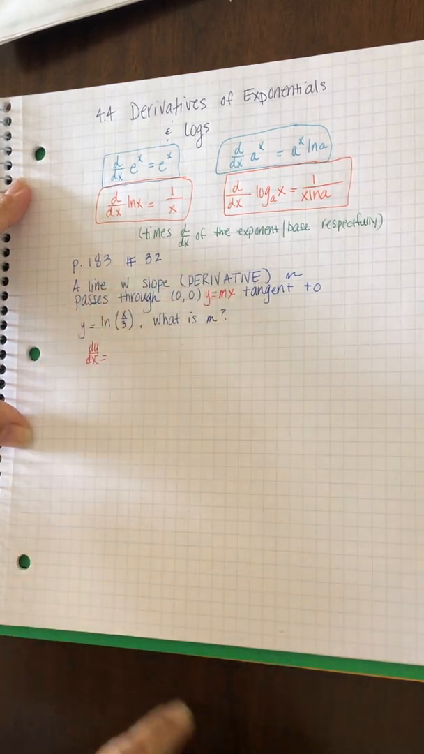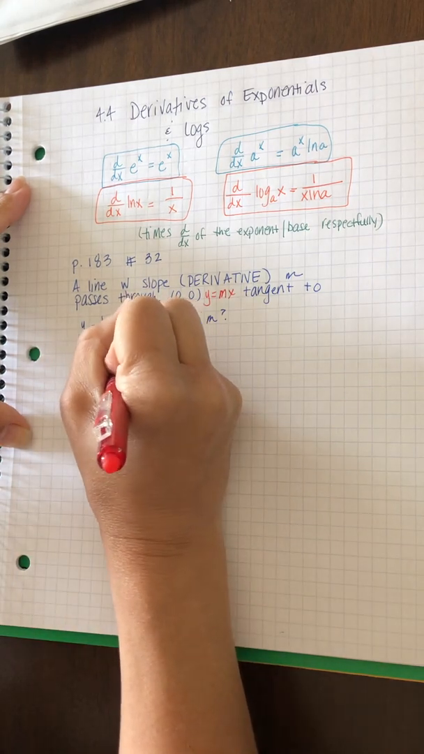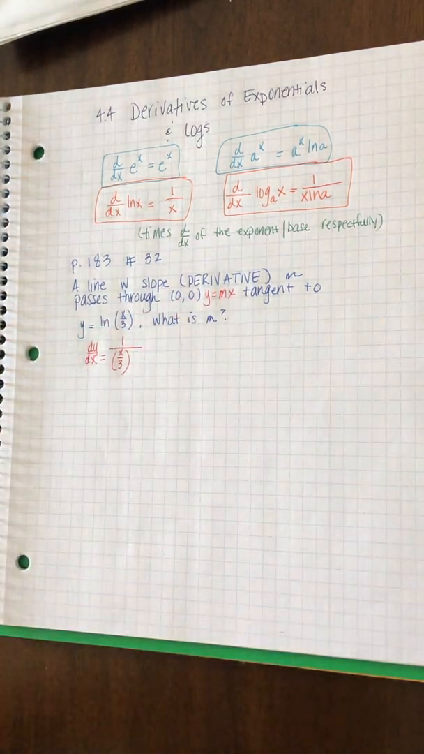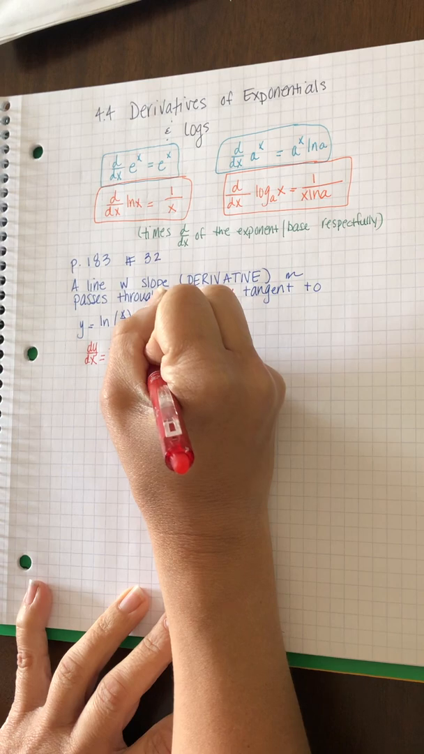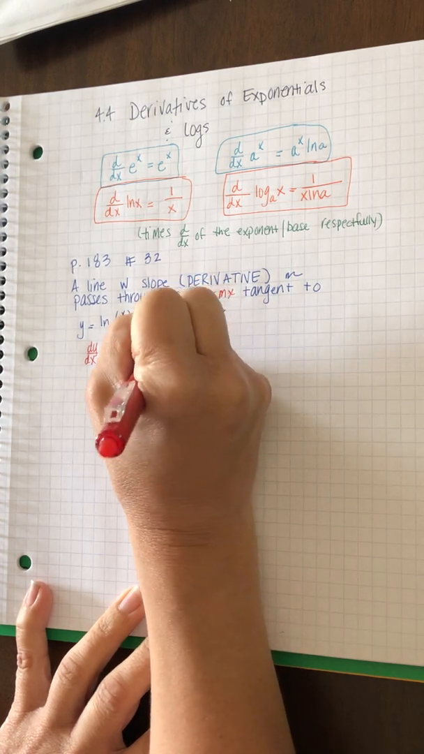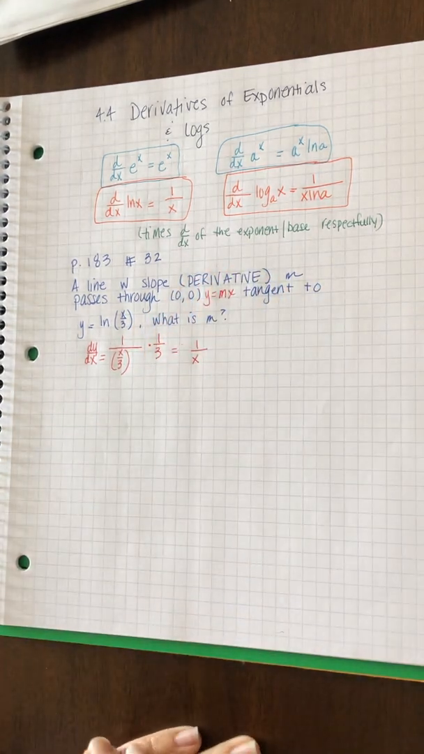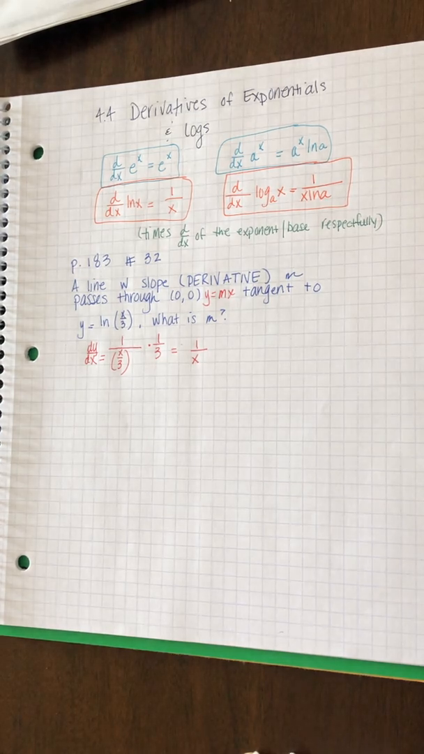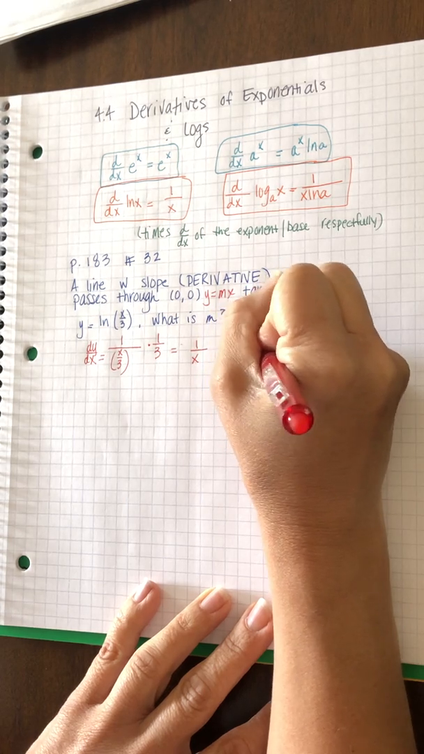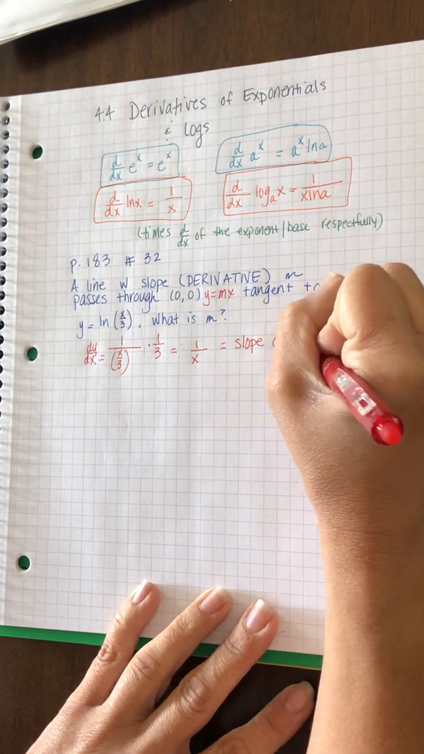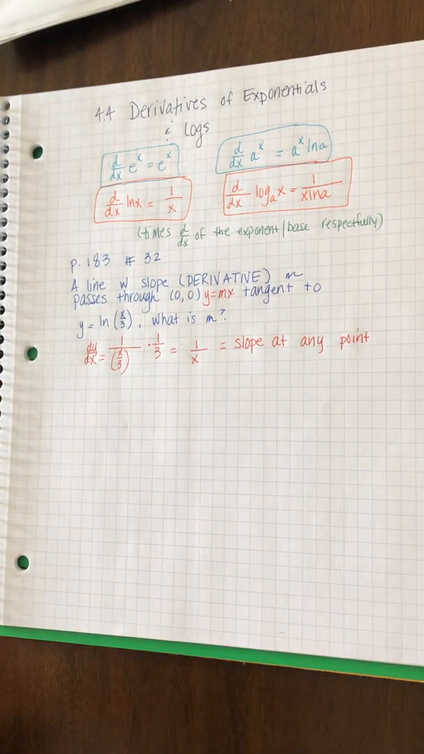So the derivative of the natural log of x over 3 is 1 over the argument times the derivative of that argument, and the derivative of x over 3 is 1/3. When you simplify that, you get 1 over x. Okay, this represents the slope at any point on the tangent line.